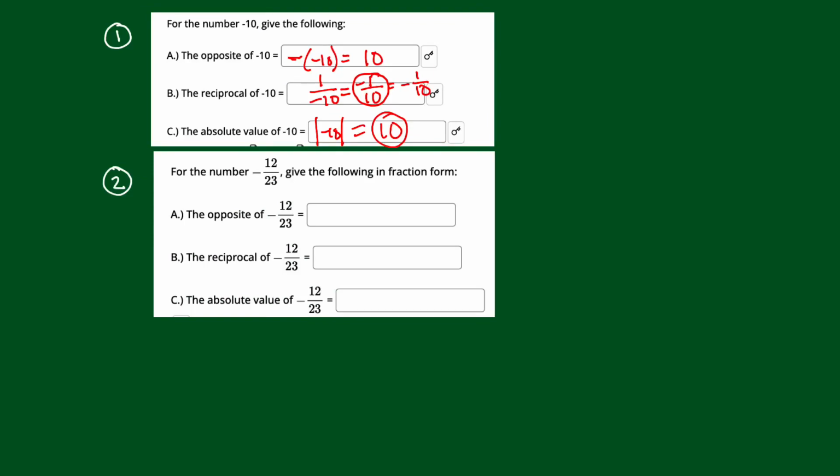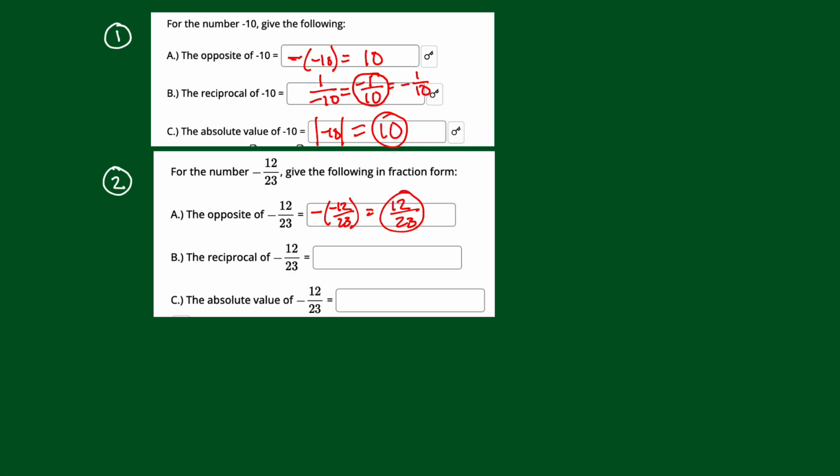Problem 2, we have some fractions, but that doesn't change anything. For this number here, negative 12 over 23, we still want the opposite, the reciprocal, and the absolute value. Well, the opposite of negative 12 over 23, I'm going to say the opposite of a negative number is a positive number. So I'm going to write this as 12 over 23 and claim that's my answer.